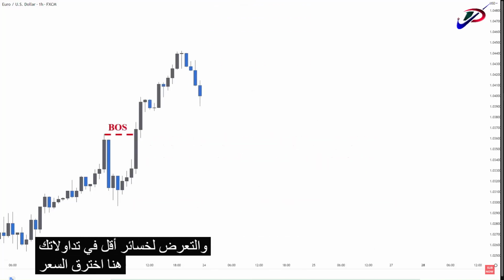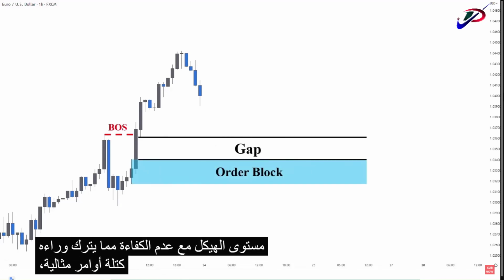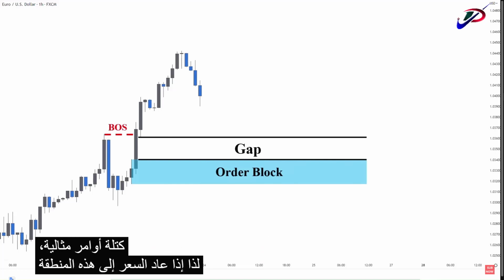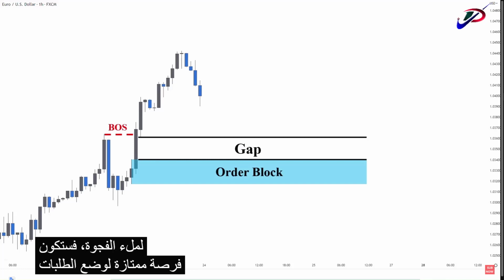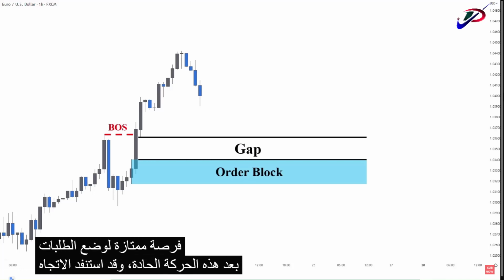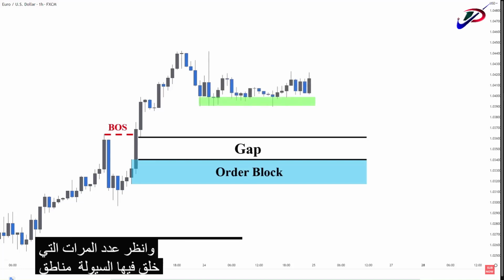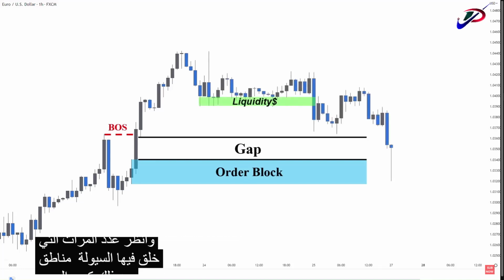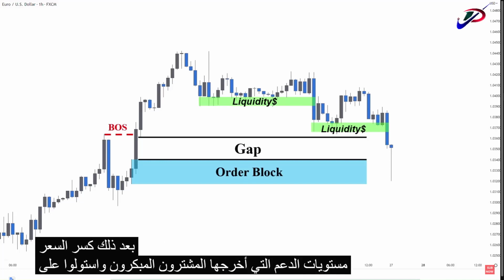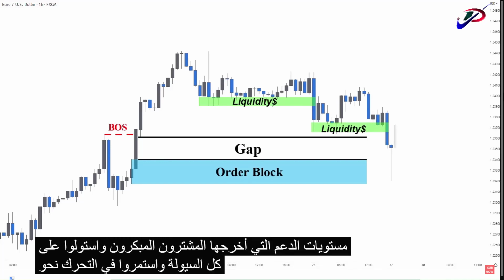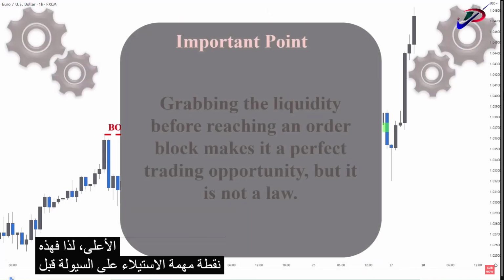Here price broke through the structure level with inefficiency, leaving behind a perfect order block. So, if the price gets back to this area to fill the gap, it would be an excellent opportunity to place buy orders. After this sharp move, the trend got exhausted, and see how many times it created liquidity zones. After that, the price broke the support levels, it took out early buyers, grabbed all the liquidity, and continued moving to the upside. So here is an important point.